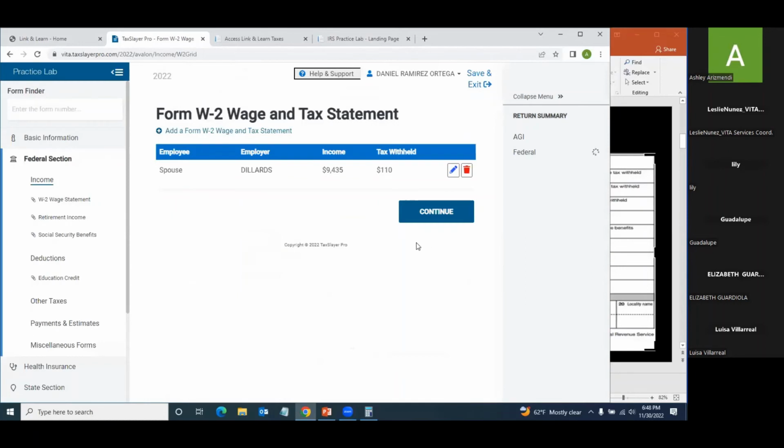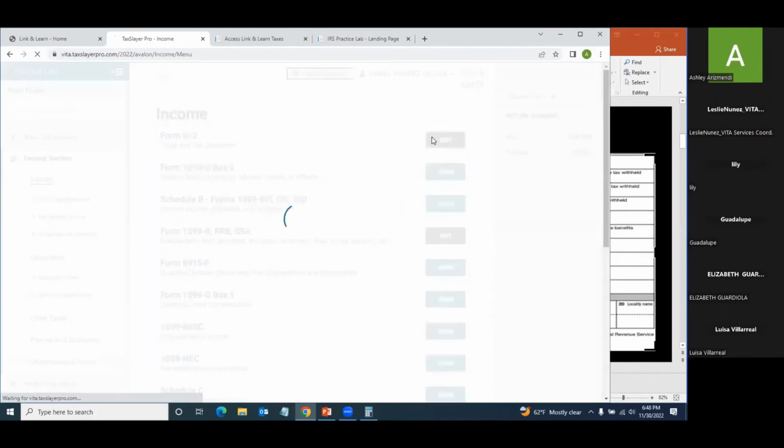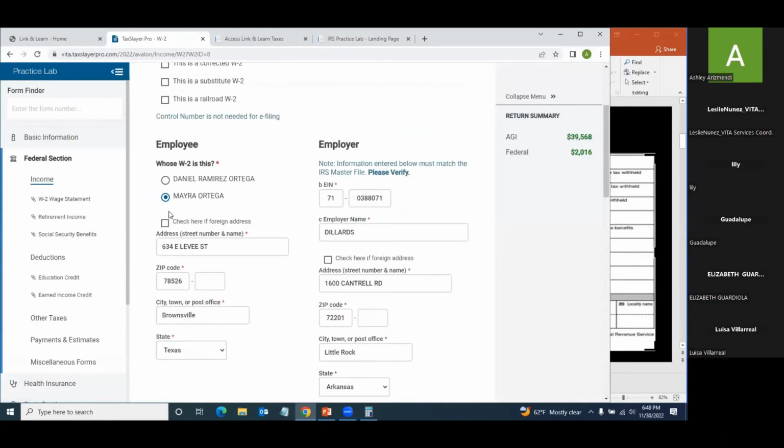Now it changed. Can you go back a little bit? I missed some information. Okay, yes. Thank you. So we're doing the wife, Myra Ortega. We're leaving the address the same.